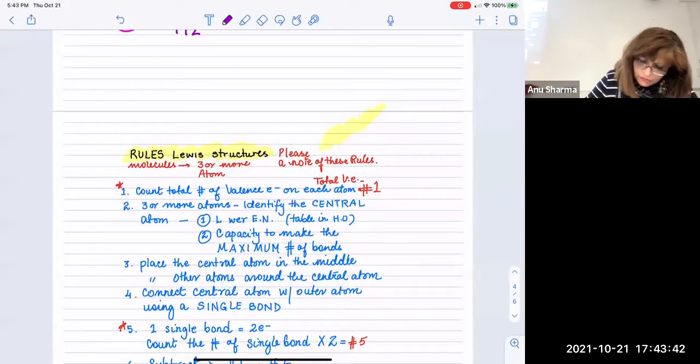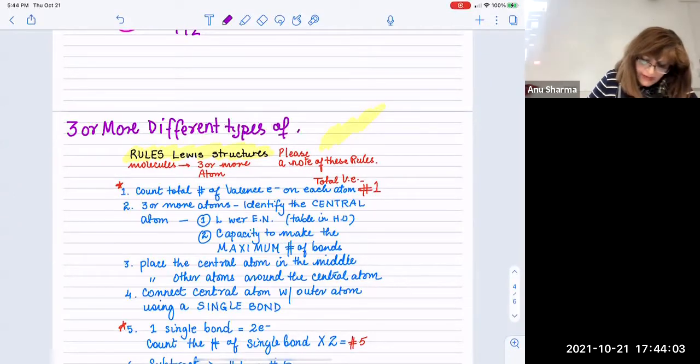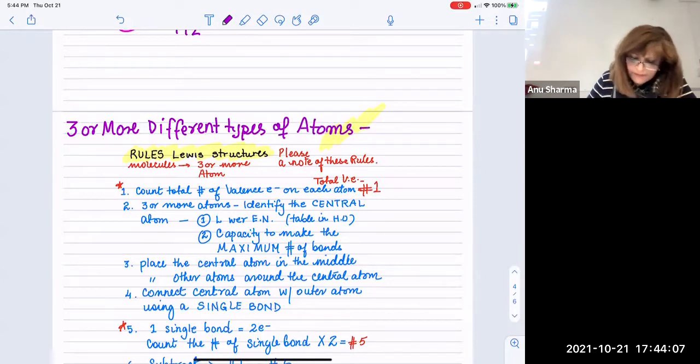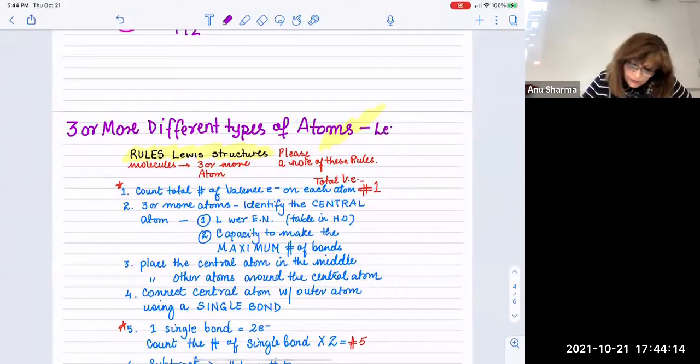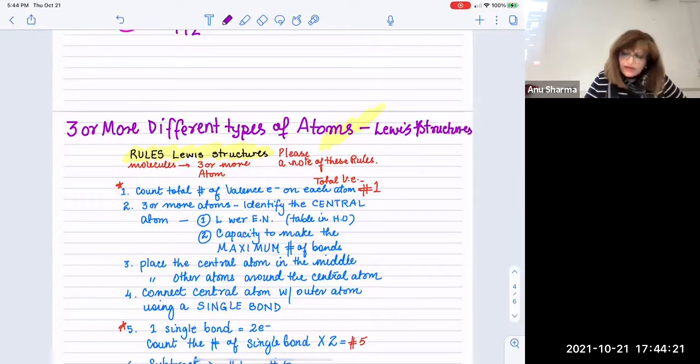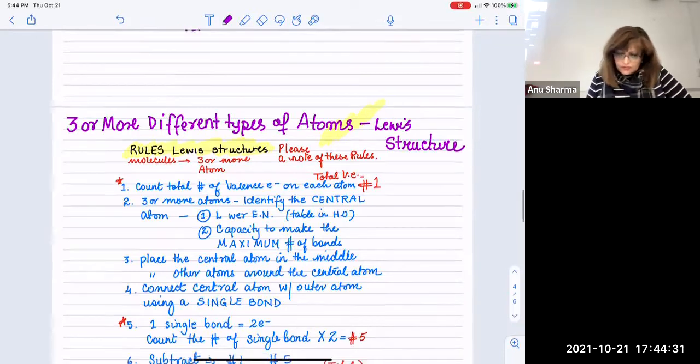Okay, so these are the rules of drawing the Lewis structures with three or more different types of atoms. So in that case, how do you draw? What are the rules for drawing the Lewis structures? I have them here. Like I said, you need to copy them in your handouts or in your notes so you don't lose them. And then there is a worksheet also, which you need to do. So look at these first.